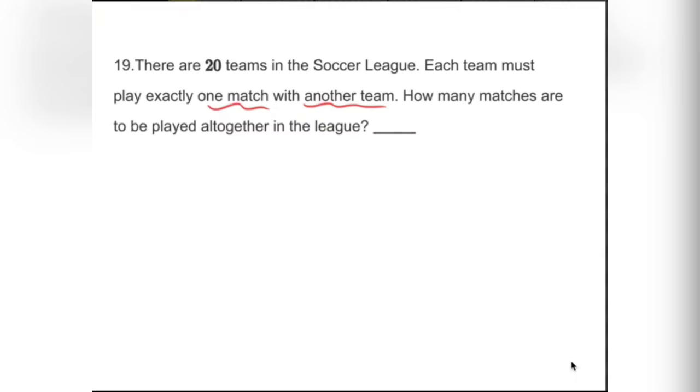So if there are 20 teams, think about the first team, how many games do they need to play? Yes, 19, right? So we get 19 plus 18 plus 17 plus 16 plus 15 and so on until the last 2 teams. You see that it is an arithmetic sequence. So how do we do it? Just use the formula: (1 plus 19) times 19 divided by 2. So what is 20 times 19 divided by 2? The answer is 190.